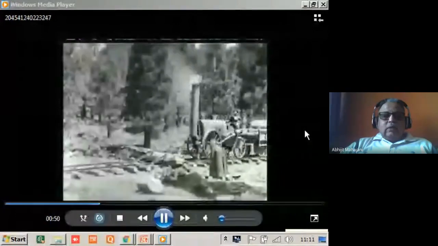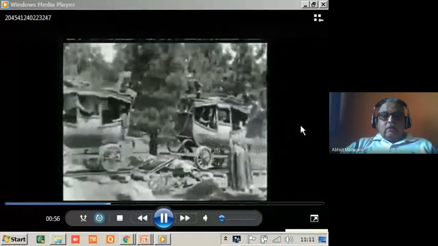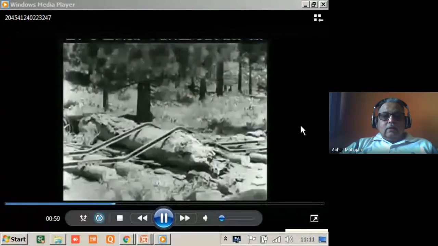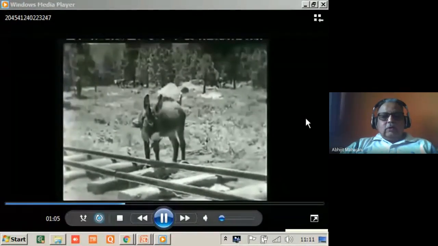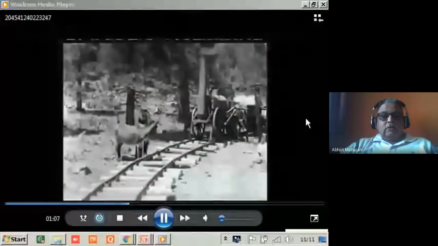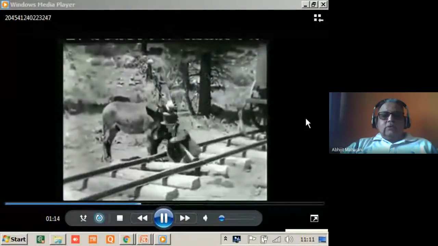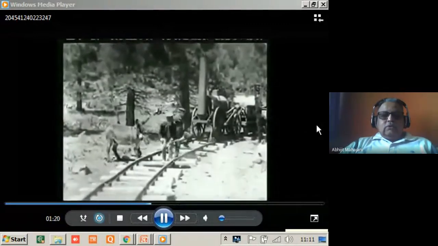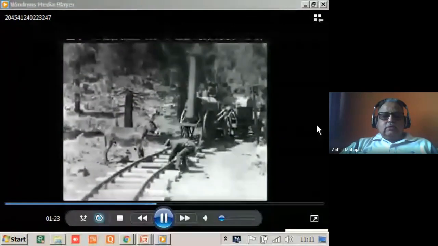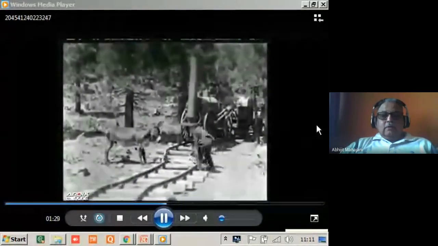And there are a few funny things that will happen in this clip, and let's try to enjoy them. Here is a curious donkey who wants to know what is going on. He has never seen this kind of a thing. Not ready to budge. So it's easier to move the rails. And here we go.